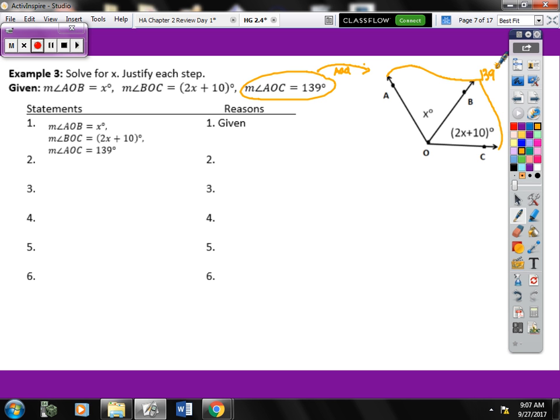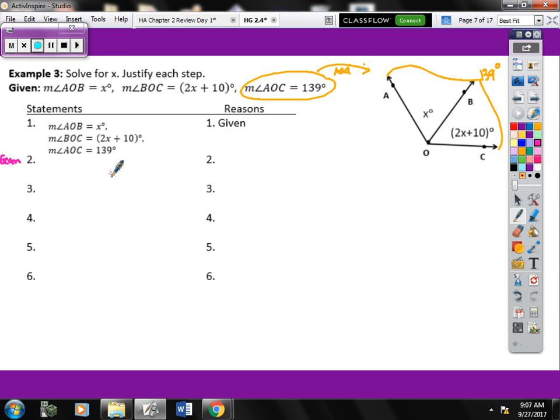All right, now given is already stated for me. Since this is a geometry proof, my first line that I write, which is on line 2, has to be in geometry terms. What can I do with angles, similar to what I did with segments, to help me solve this for x? Marquise? Angle AOB plus angle BOC equals angle AOC. Good. I can add this angle plus this angle and set it equal to the total.